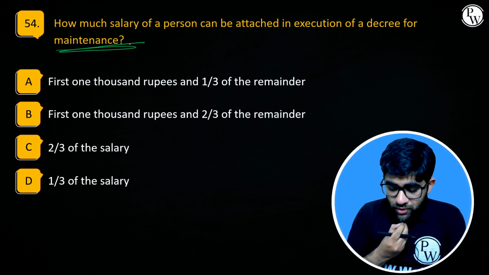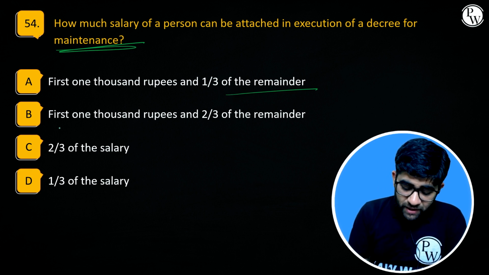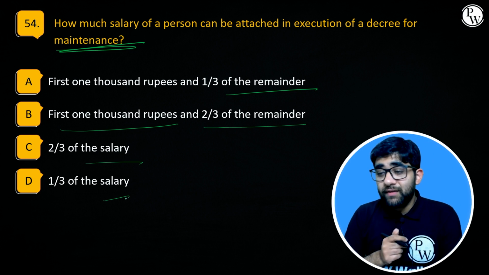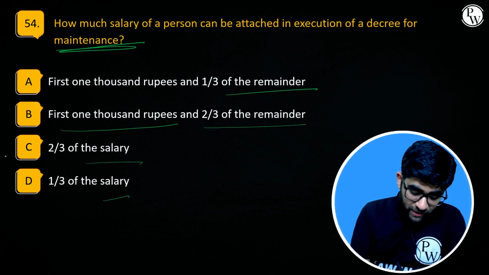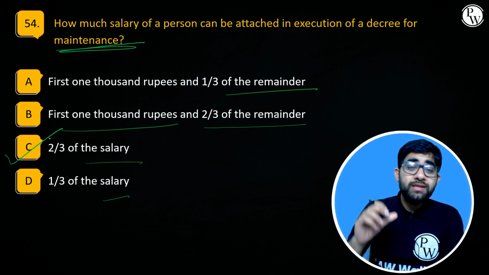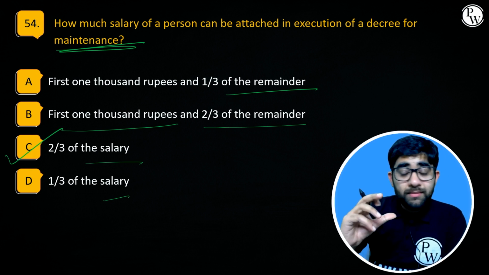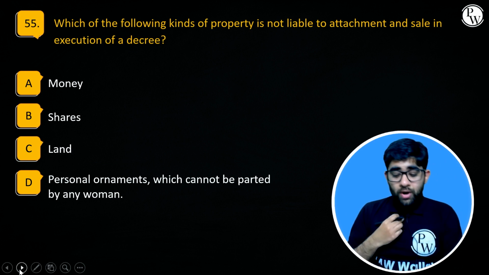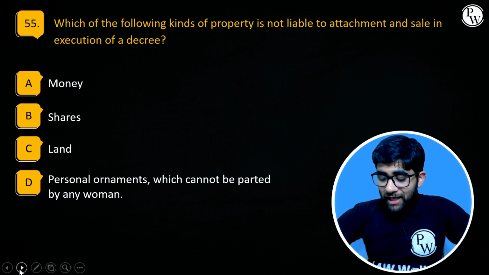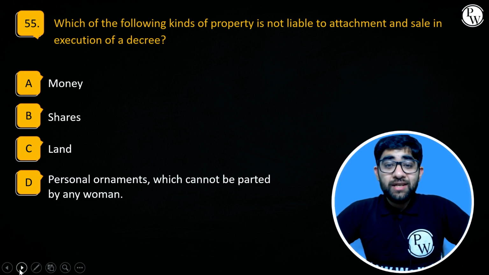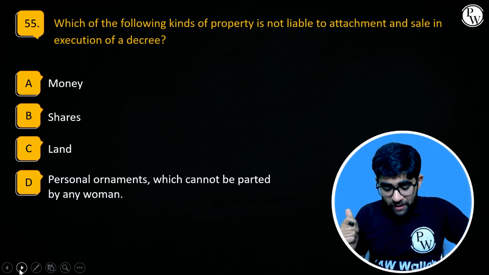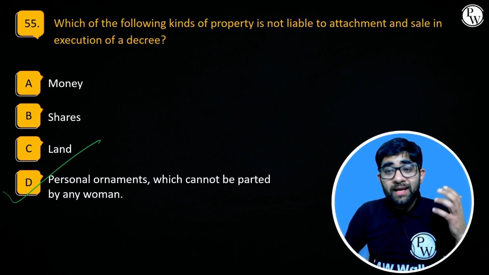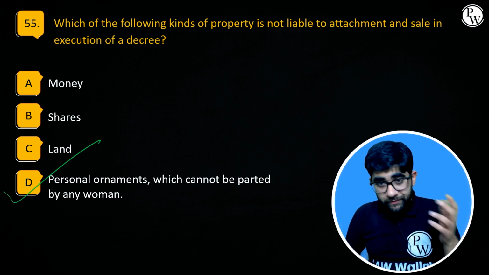First, 1000 rupees and 1/3 of the remainder. First, 1000 rupees and 2/3 of the remainder, 2/3 of the salary, or 1/3 of the salary. The answer to this is again 2/3 of the salary. I have added this question because there can be multiple answers, multiple options that can be there in your judicial examination. So, which of the following kinds of property is not liable to attachment and sale in execution of decree? Money, shares, land, personal. Again, personal, that cannot be there in the attachment and sale in execution of a decree.